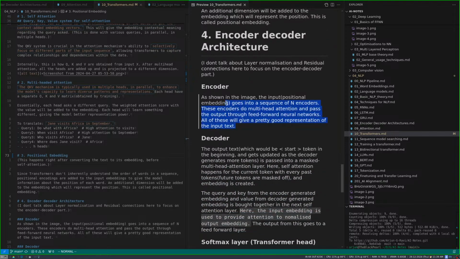As shown in the image, the input is drawn as a sequence. These encoders do multi-head attention and pass the output through feed-forward neural networks. All these will give a particular representation of the input.